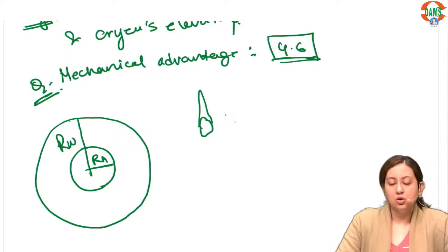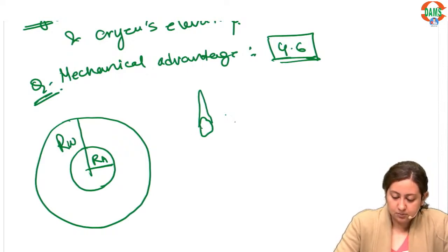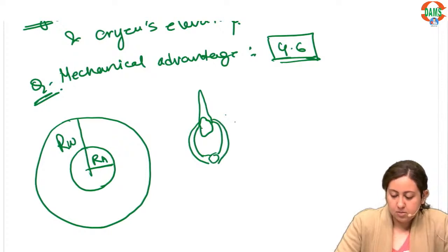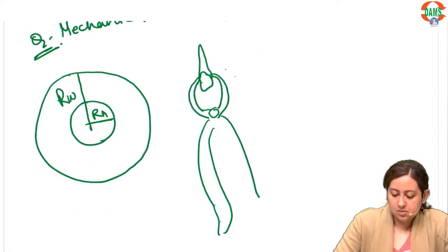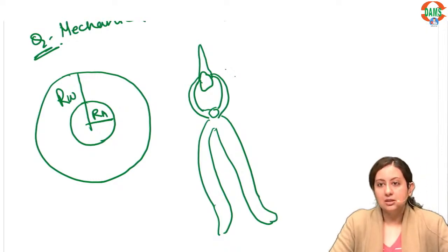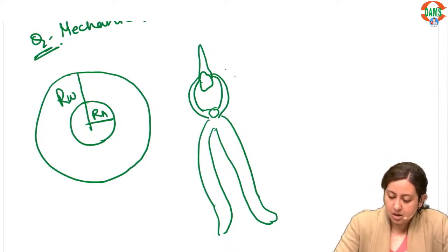If this is the tooth, and this is our forcep. Okay. If this is the tooth and this is our forcep. Now let's also draw Winters crossbar.